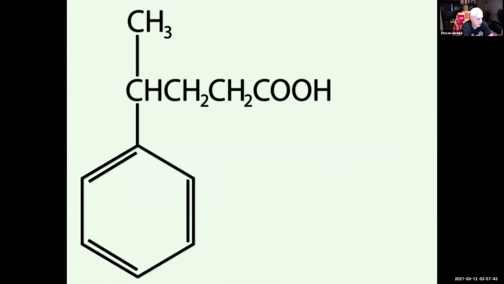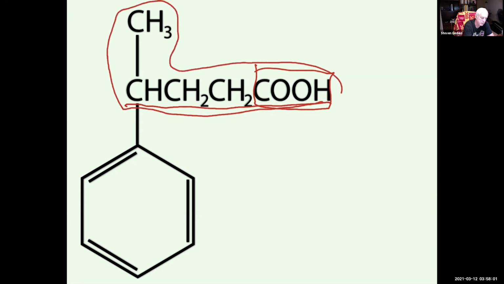Okay. All right. Is the COOH group directly attached to the benzene ring? No, right? So it is not benzoic acid. So we have to name our longest chain. Our longest chain is this right here. How many carbons in our longest chain? 1, 2, 3, 4, 5. Just because they're written out, there's still a continuous chain there. So a 5 carbon chain is pentane.